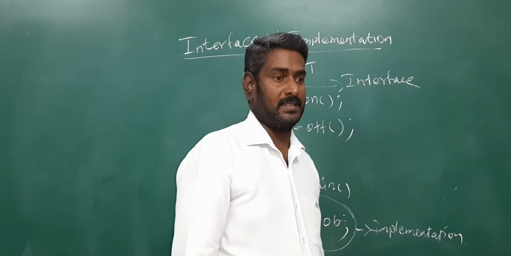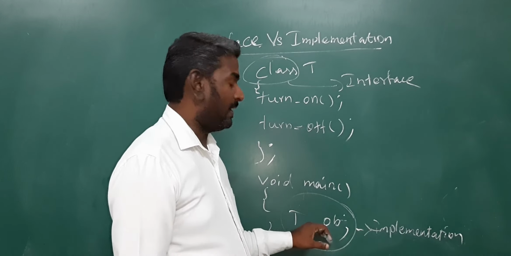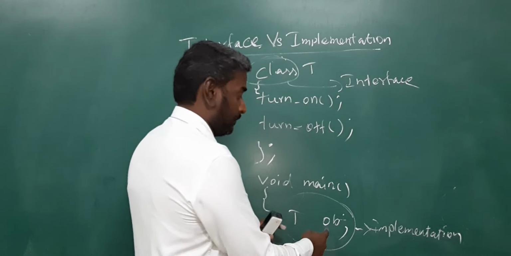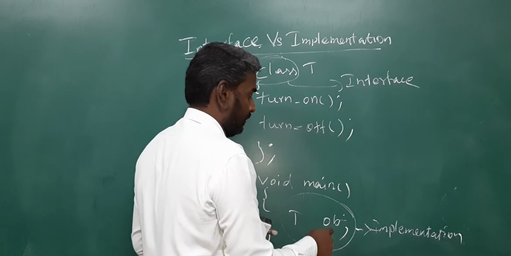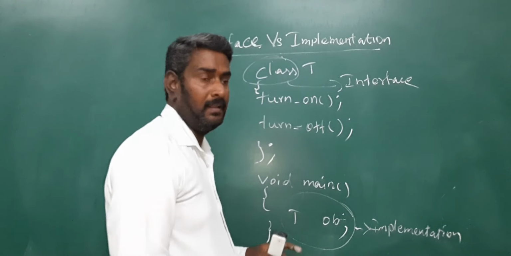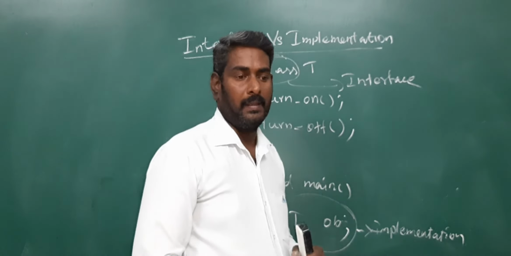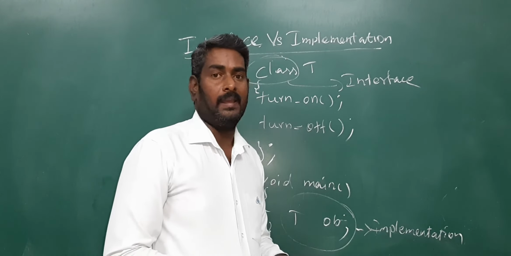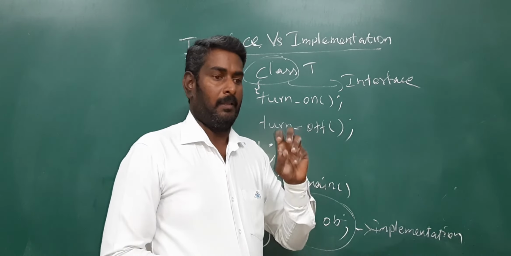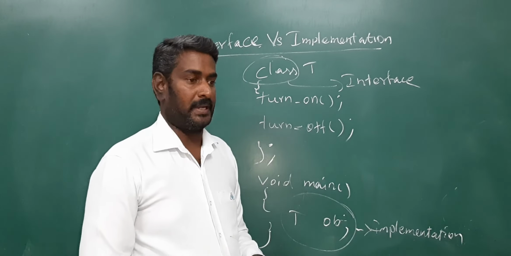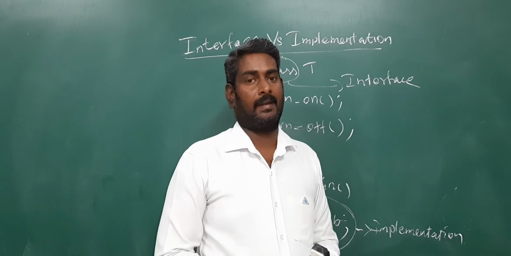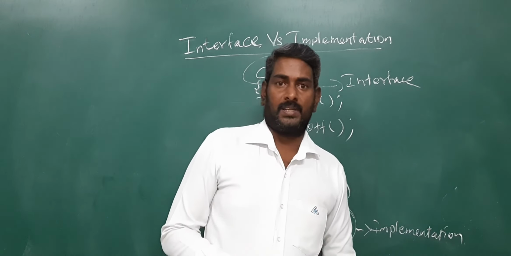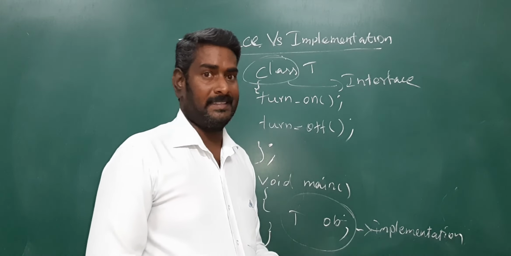The next characteristic: the object's behavior and attributes are controlled by sending functions to the object. So we can easily control the object's behavior and its attributes by sending functions to the object. These are the two important characteristics of the interface.